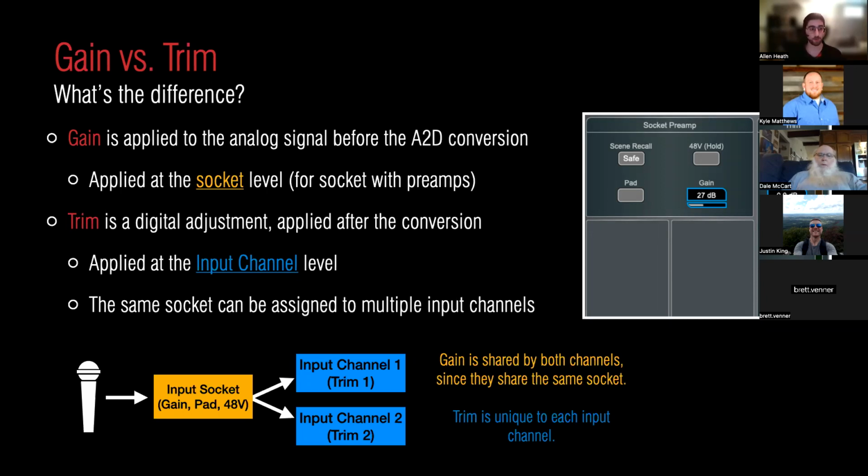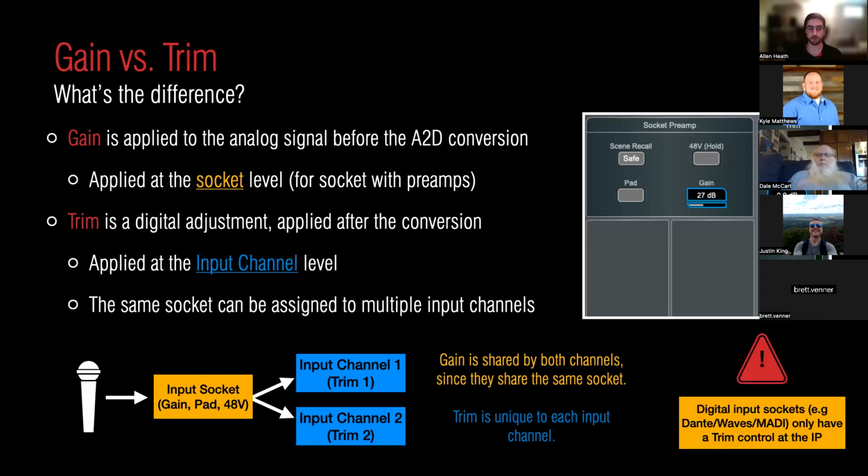And the reason it's important to know the difference between gain and trim and where they're happening is because if I were to adjust the gain at the input socket, that would affect all of the input channels that socket is assigned to. Whereas if I were to adjust the trim on one of those channels, it only affects that channel specifically. It doesn't affect the other input channel that it's assigned to, and it does not affect the actual input socket. So that's why it's really important to have in your mind where these things are happening, as well as what they are. It's important to know that gain happens on the analog signal and trim happens on digital, but even more importantly to me is where they're happening and what you're affecting by making that change.